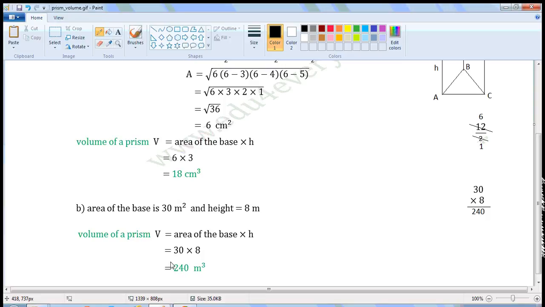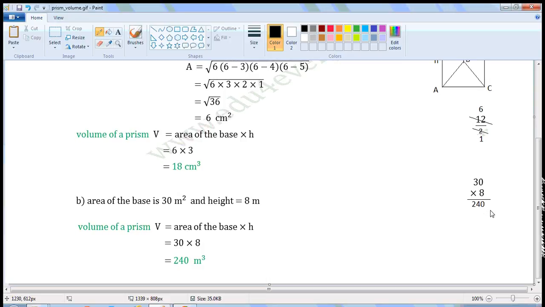That is equal to 30 into 8. Now let us multiply these two in the rough work. 8 into 0 is 0, so write 0 here. 8 into 3 is 24, so write 24 here. 30 into 8 is 240. So volume is equal to 240 meter cube. The units of area of the base are meter square and height are meters. So units of volume will be meter cube.